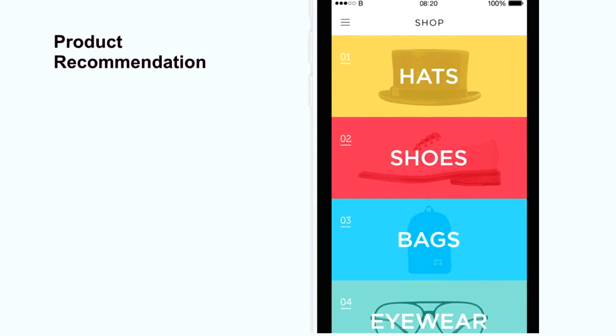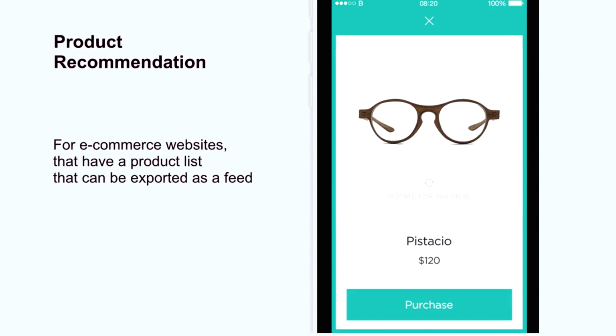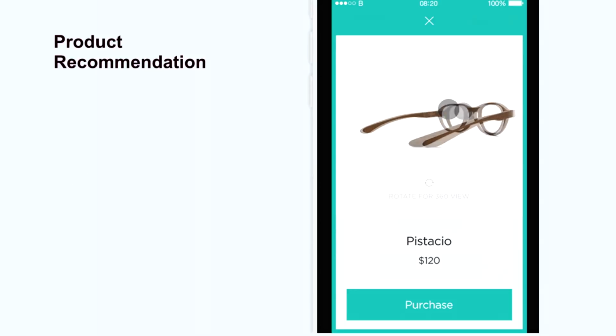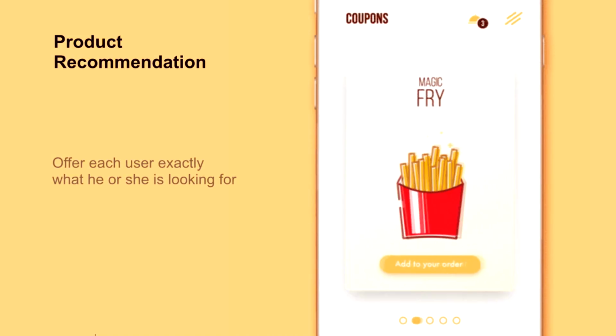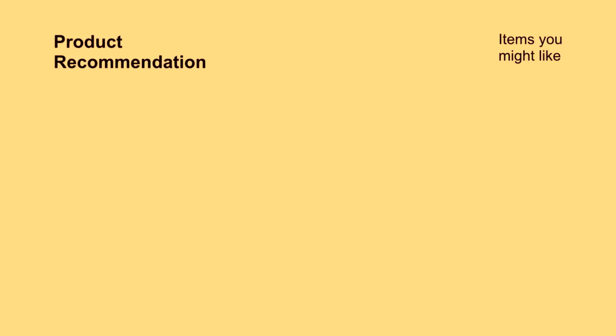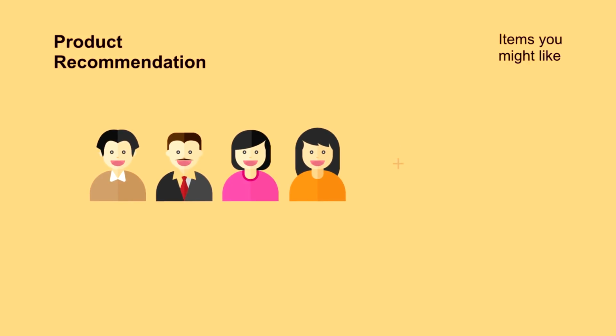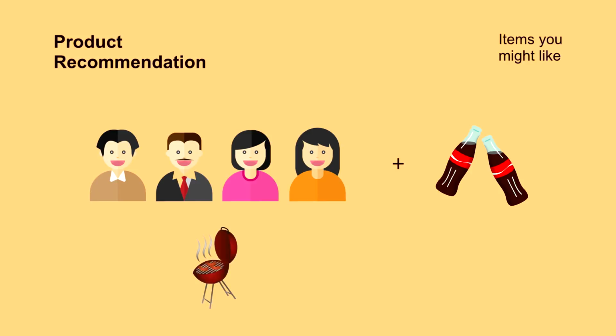The Product Recommendation Module will be of most use to e-commerce websites that have a product list that can be exported as a feed. This module allows you to easily offer each user exactly what he or she is looking for. We have the following scenarios preset. A. Items you might like. This module suggests a product based on similarities amongst visitors. Say, if a visitor is getting a soda, the algorithm will suggest the most common items that similar users bought, like a barbecue setup, pizza, or even a ping pong table.